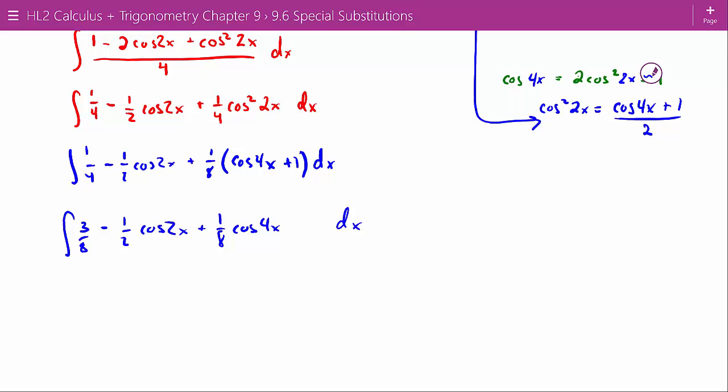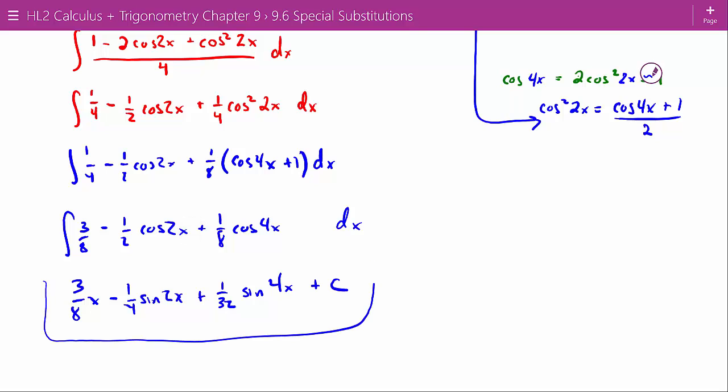And these three terms are all things that we can find the antiderivative of. We have 3/8 x minus 1/2 times 1/2 cosine 2x, so 1/4 sine 2x. We should be very comfortable taking the antiderivative when we have a linear expression inside of a trig function, or any other function for that matter, plus 1 over 32 sine 4x plus c. And there is our antiderivative, ladies and gentlemen.